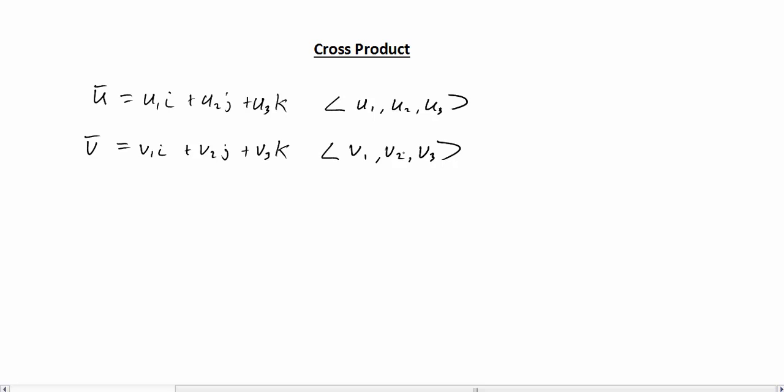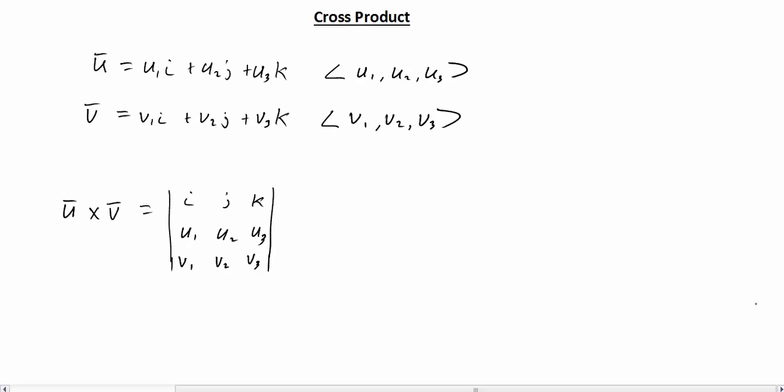The way we define the cross product, u cross v, is that we set this up as finding a determinant. The first row is simply going to be i, j, and k. And then the next two rows are going to be our vectors. The first vector, we'll call that one u1, u2, and u3, and then we have v1, v2, and v3. So here we need to calculate the determinant of this 3 by 3 matrix.